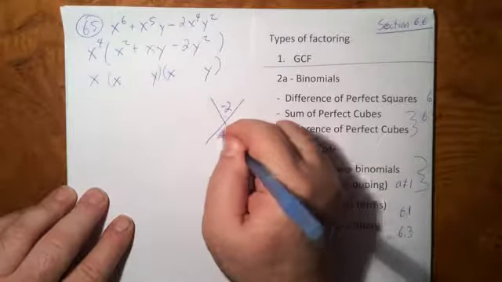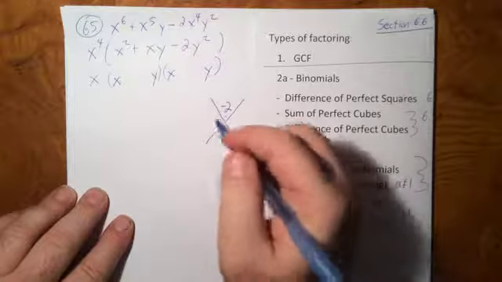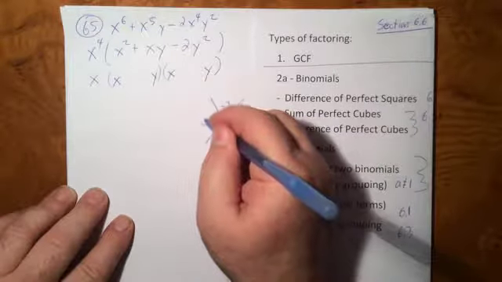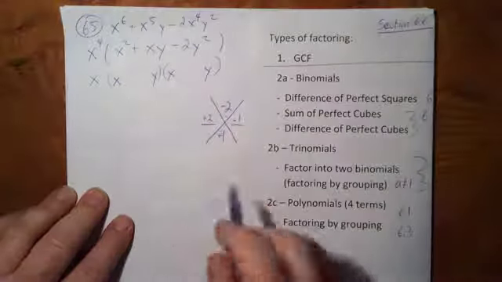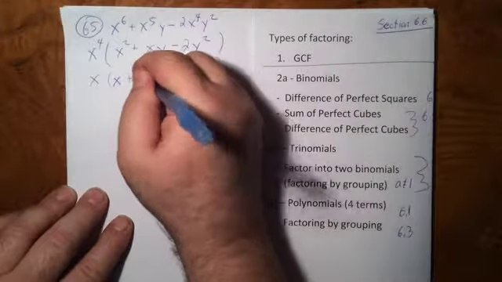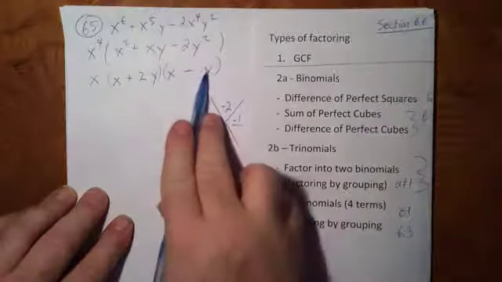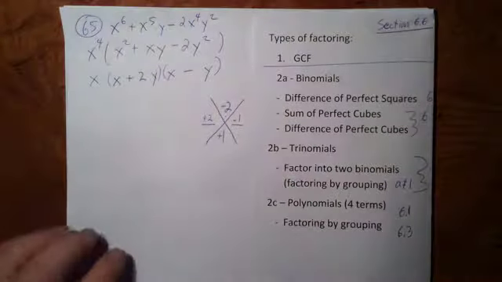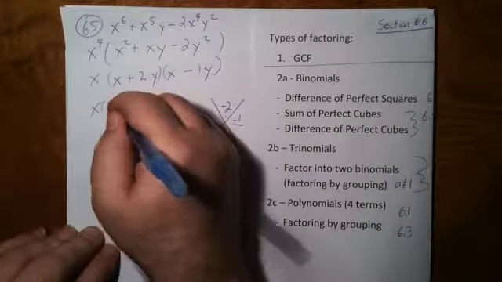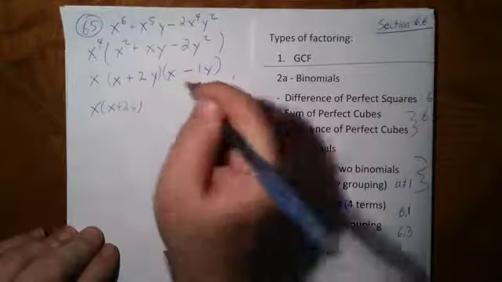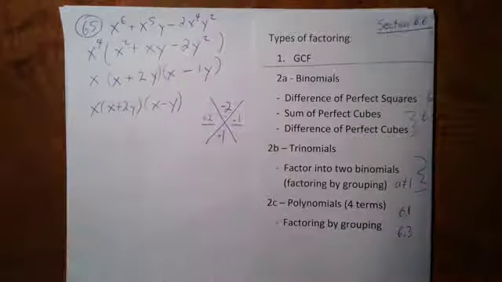So we're looking for two numbers that have a product of negative 2, have a difference of 1. So that's going to be positive 2 and negative 1. So here I'm going to put x plus 2y and x minus, I could put 1y, but all I really need is y. So I will write it as x to the 4th times x plus 2y times x minus y.